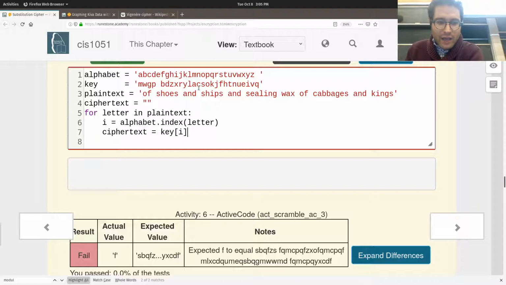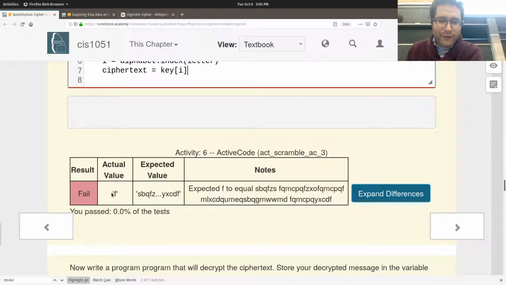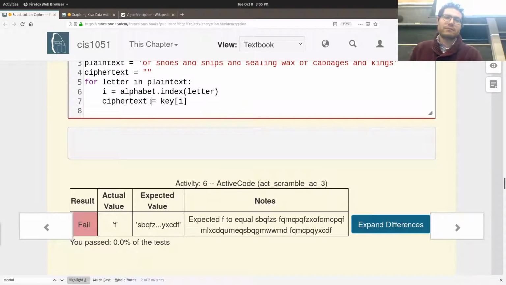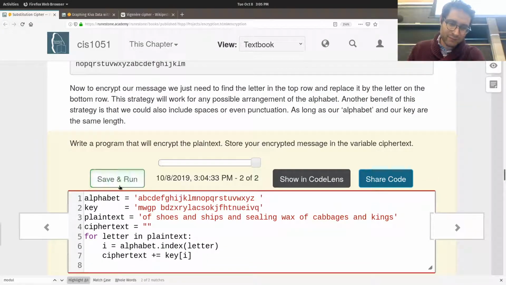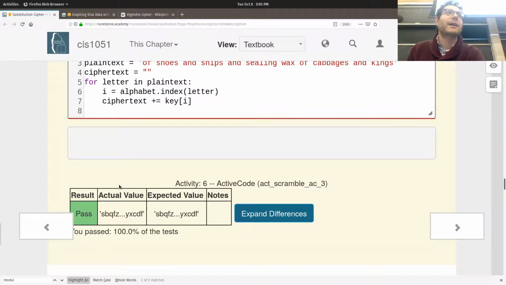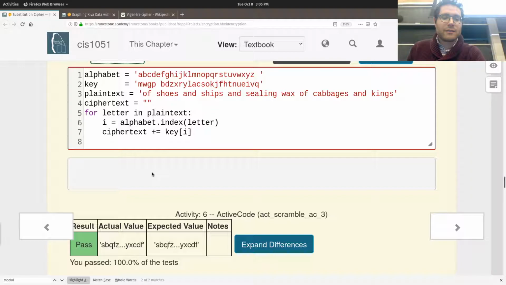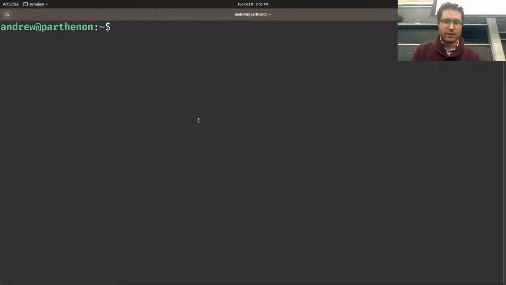O goes to S. So actual value is F. Oh, my bad. Plus equals. There we go. So the way this works is that we use the index function and this alphabet variable, right? We pass in a letter. Let's go ahead and see how it works a bit more.